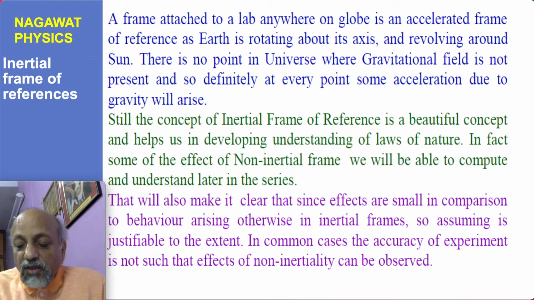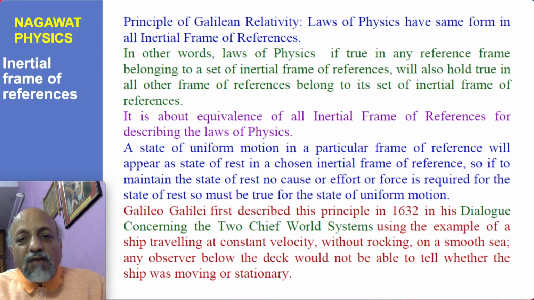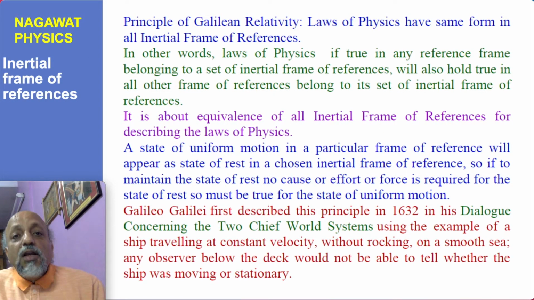So we prefer this particular set of frames of reference out of the infinite frames of reference. Every frame of reference may not be inertial, but we limit ourselves to the frames of reference which can be considered inertial for our discussion. The principle of Galilean relativity, which is common also in the special theory of relativity, is that laws of physics have the same form in all inertial frames of reference. So if you choose a set of inertial frames of reference, then laws of physics will have the same form in all the frames of reference.